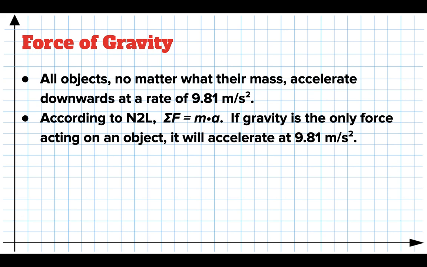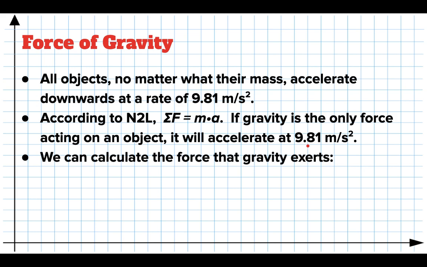Well, it turns out that the force of gravity pulling on an object depends on its mass. So according to Newton's law, the net force acting on an object equals the mass times the acceleration. So if you have a bigger mass, then you have a bigger force. But you also have more inertia. And so the rate that they fall is always the same. Okay? So if gravity is the only force acting on an object, it's going to accelerate downwards at 9.81.